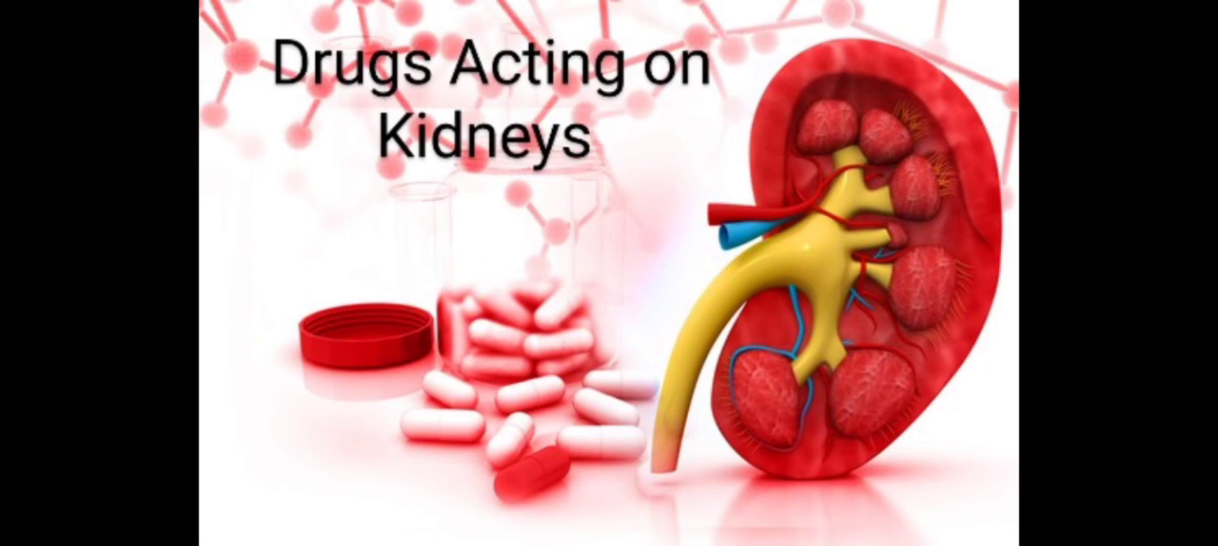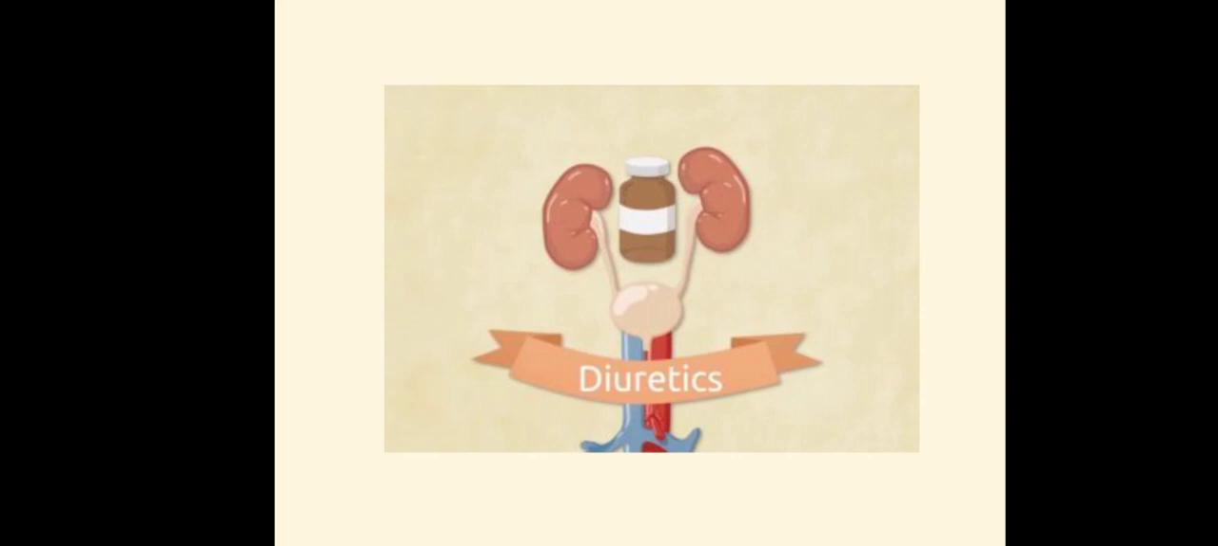So let's move forward to our new chapter, that is drugs acting on kidneys. In this chapter we will study various drugs that can be given in kidney or renal related diseases. First of all, we will learn about the first drug class, whose name is diuretics.